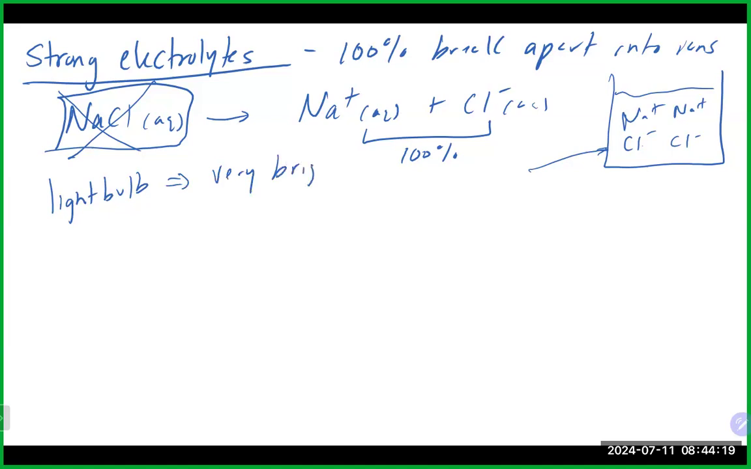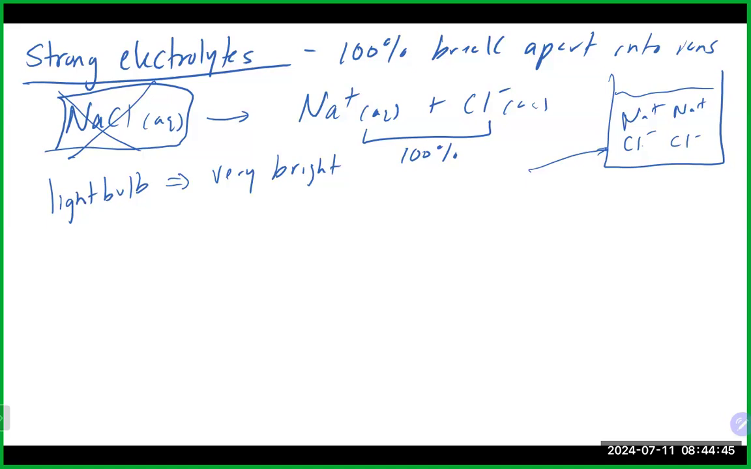So your light bulb will kind of turn on. It'll be very, very bright. There's a lot of ions floating around, and that's going to help conduct electricity really, really well. And it's basically a one-way street when we talk about a strong electrolyte completely breaking apart. Most ionic compounds, when they're dissolved in water, are strong electrolytes, because pretty much that's what you have. It's just these ions basically floating around.